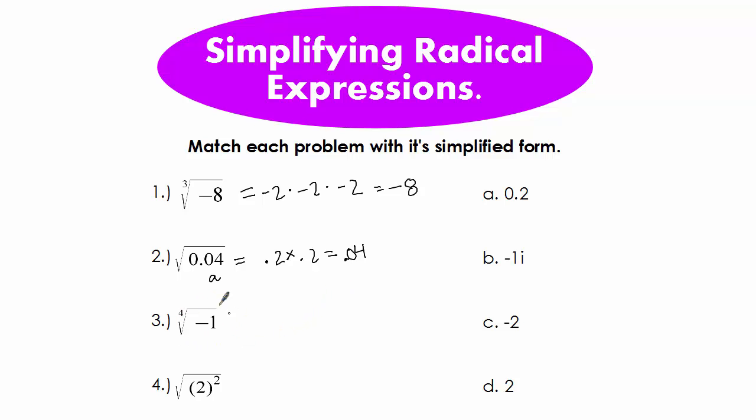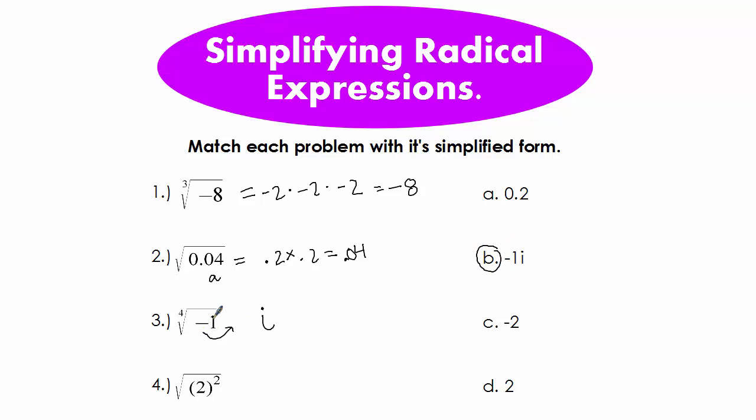For this one right here, kind of the obvious one, if you have an even root and a negative inside an even root, that negative is always going to turn into the letter i. So the only one with i is letter B, so that one's B.